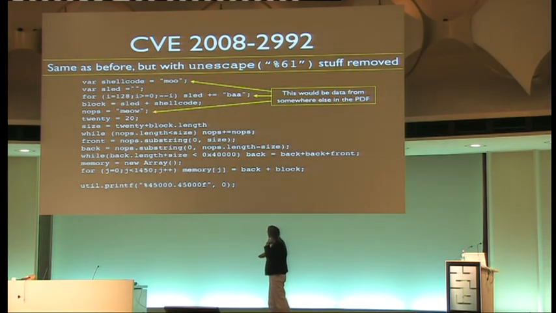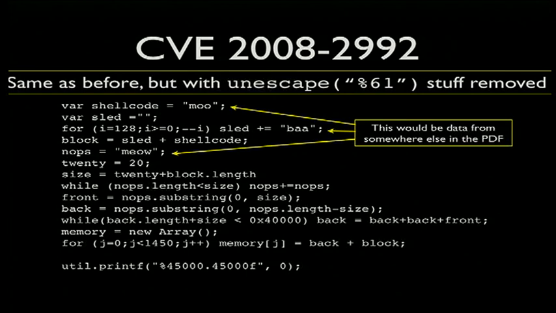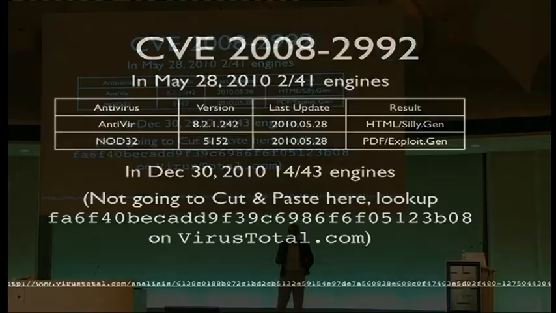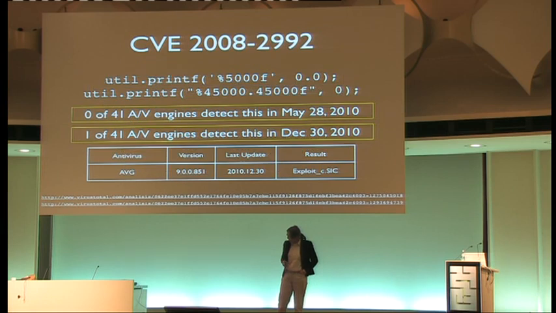Like I said, I took out the percent sign hex stuff because most of the time that's probably what they're looking for. When you do that, this example doesn't work, obviously, but it drops down to 2, or at least it did back in May. It's now about 14 out of 43 that'll detect it as of this morning. And I didn't cut and paste the whole thing on here. Nobody's going to read that. It's tedious. I'll just go look it up if you care.